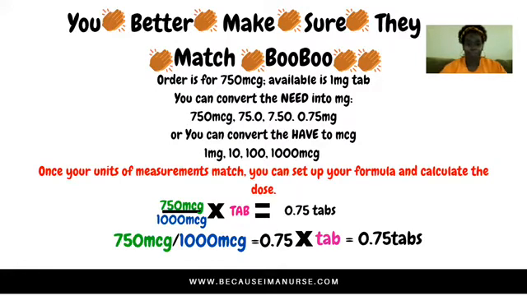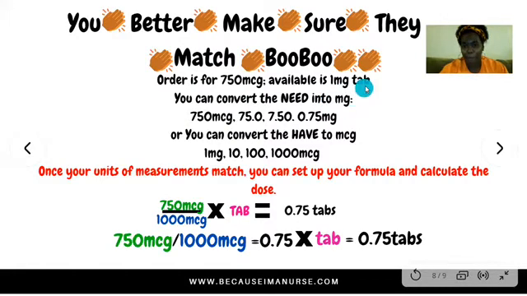So let's say the order is, that's gonna be our need, right? 750 micrograms. Available is 1 milligram tabs, right? This is our have and our vehicle. You can convert the need into milligrams, right? So that would be 0.75 milligrams, or you can convert the have to micrograms, right? So 1 milligram will be 1,000 micrograms.